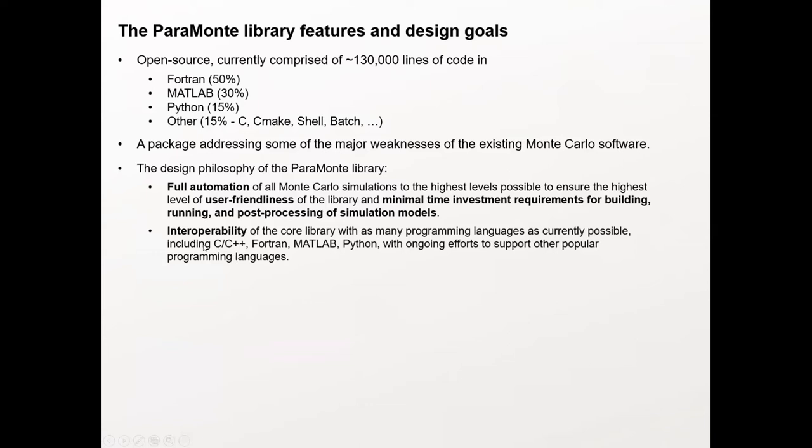Second, we wanted to have interoperability of the core library with as many languages as possible so that everybody in any language can use this package without worrying about learning a new package. So current interfaces that are available are in C, C++, Fortran, MATLAB, Python, and there are other languages that are being included currently, like R, Mathematica, Java, and Julia.